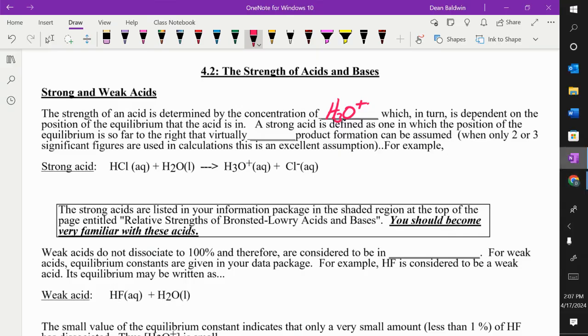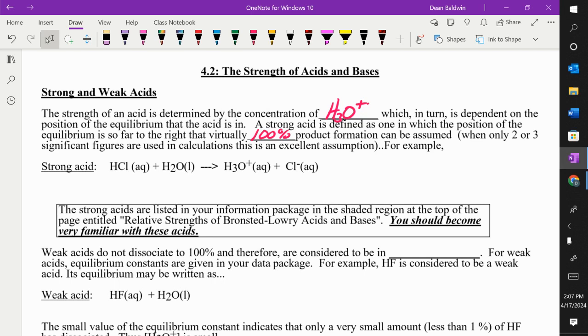All right, back to strengths of acids and bases. So the strength of the acid is determined by the concentration of H3O plus, which in turn is dependent on the position of the equilibrium that the acid is in. A strong acid is defined, okay, this is important, strong acids and weak acids. A strong acid is defined in which the position of the equilibrium is so far to the right that it's 100% dissociated or product formed.